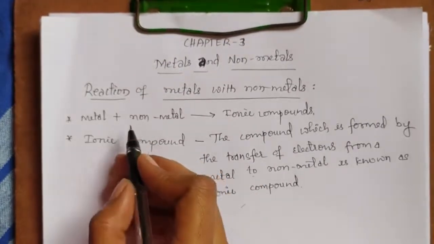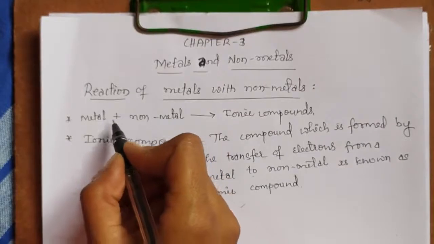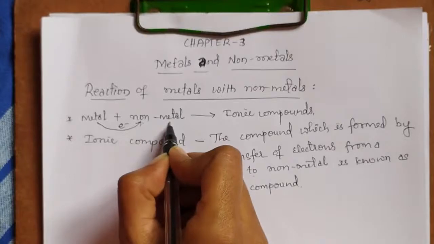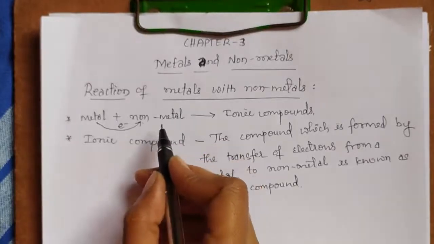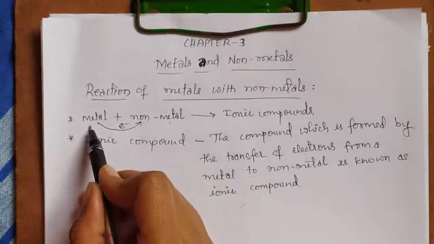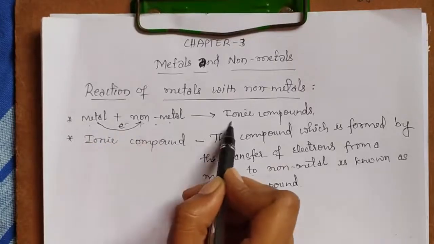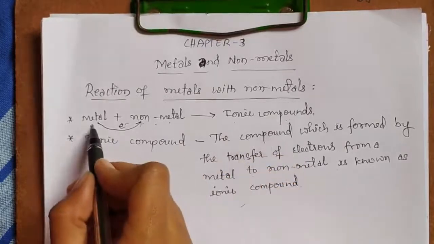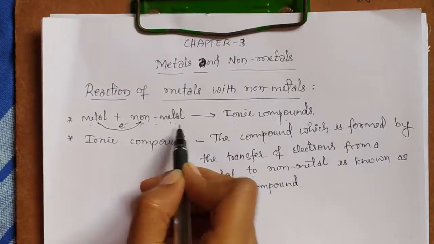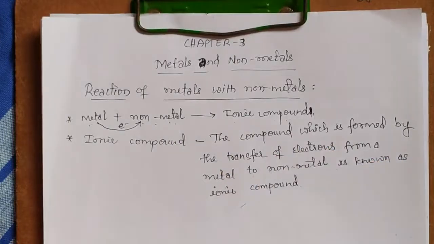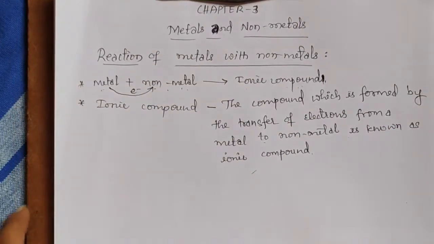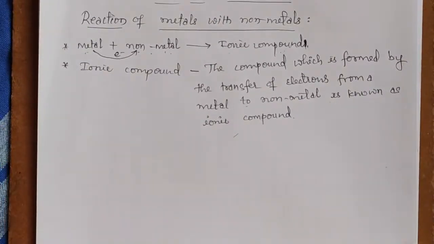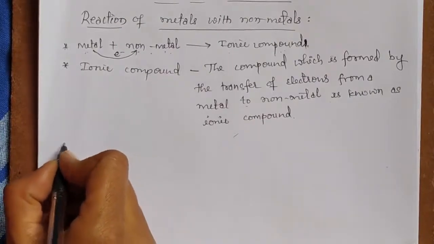Here the metal will transfer the electrons to the non-metal. When a compound is formed by transferring electrons from a metal to a non-metal, it is known as an ionic compound, and these ionic compounds are formed when the metal reacts with the non-metal. So we'll see this with an example: how ionic compounds are formed.